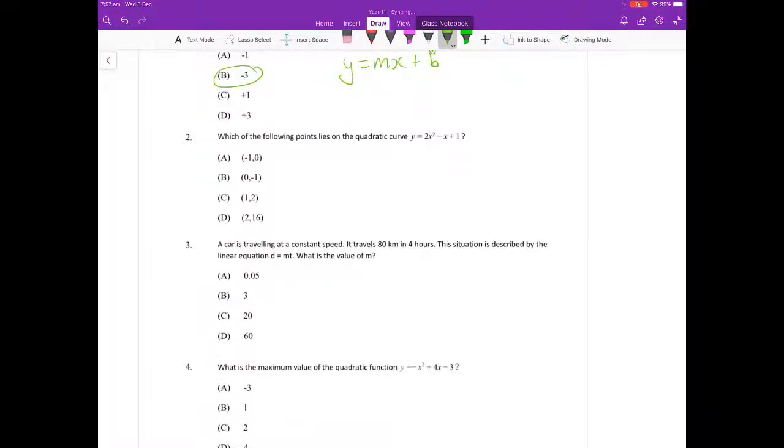Which of the following points lies on the quadratic curve y equals 2x squared minus x plus 1? Let's sub them in and find out. Only one of them should work out. When we put the x value in, we should end up with the correct y value. Let's have a look. When we put in our -1 in place of x, we end up with y equals -1 times -1 is 1, so 2. Minus is a plus 1 plus 1, y is 4. That was not the same in A, so that's not our answer.